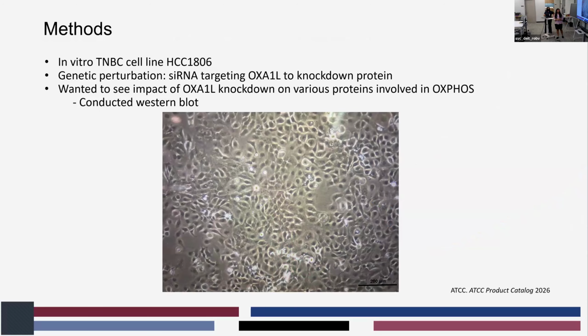So for our method, we used a cell line called HCC1806, which was derived from a real cancer patient. And our method included small interfering RNA targeting the OXA1L protein to knock it down. And we wanted to see what the impact of OXA1L knockdown would be on various proteins involved in the oxidative phosphorylation, and we could find that out through a Western blot.